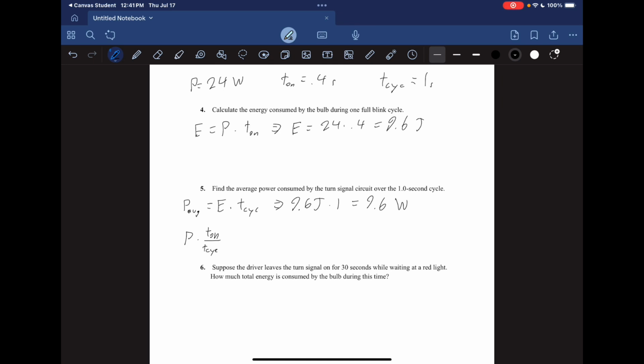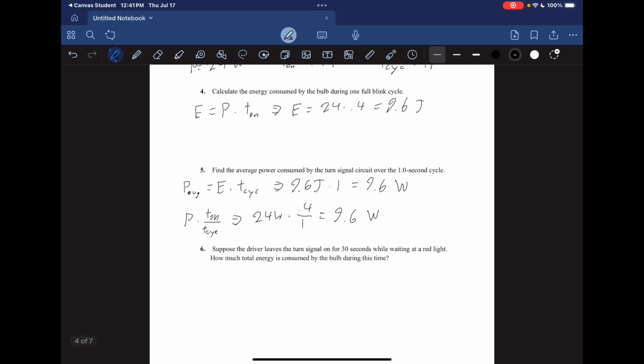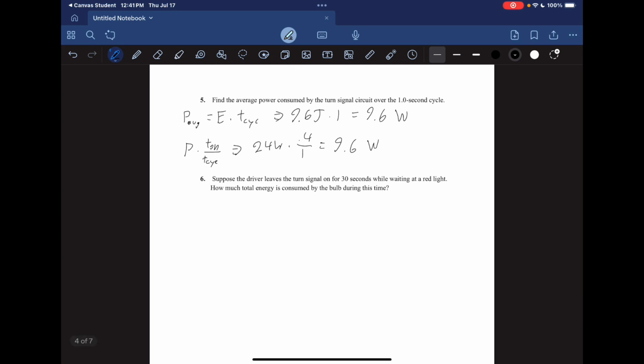And this would essentially just give you a power per the amount of time that it is on. And we already have our power, which is 24 watts, times time on, which is 0.4, divided by 1 second. Let me calculate that. And we find that it is exactly the same, 9.6 watts. So that's our average power over the 1 second cycle.